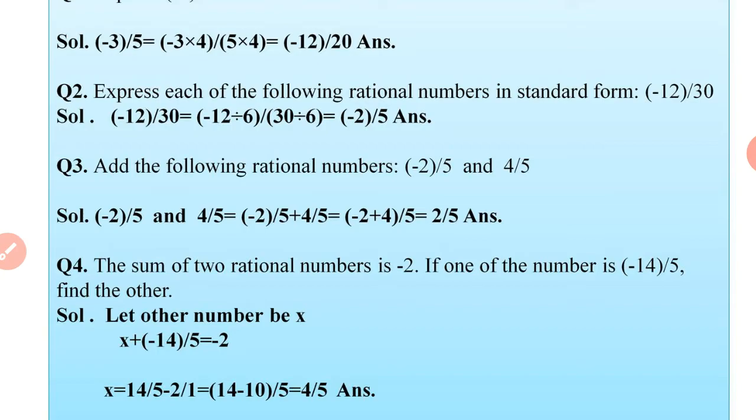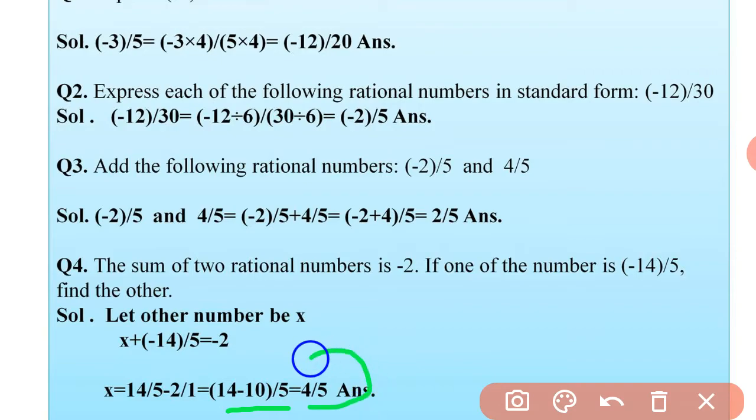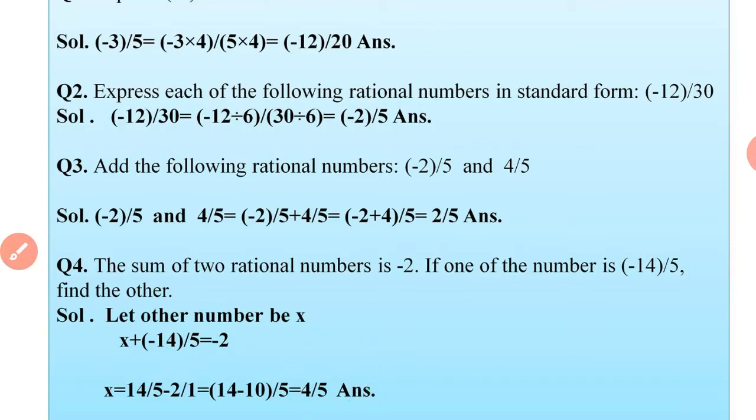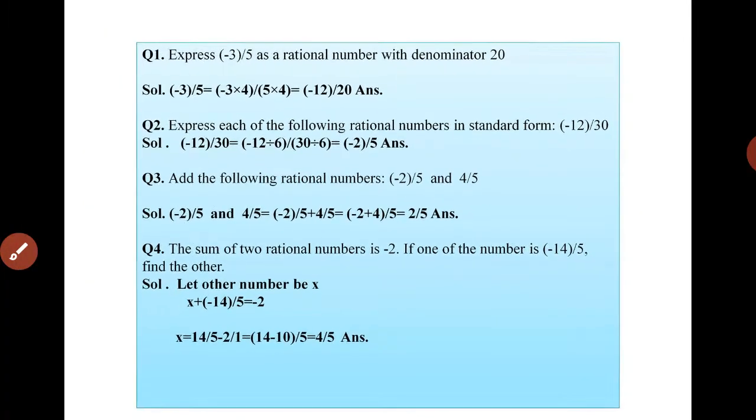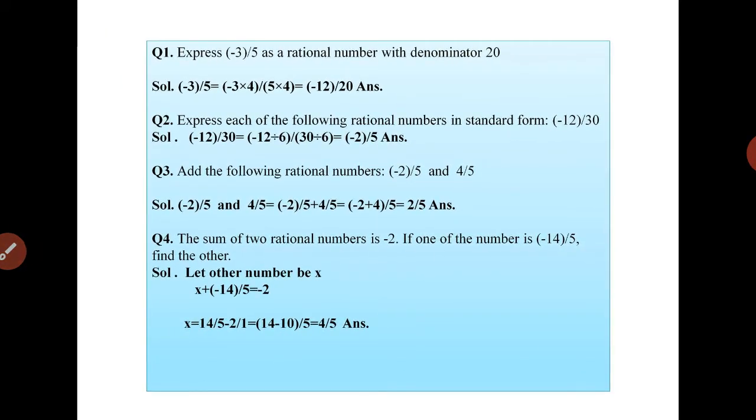the right side. So it will become 14 upon 5 minus 2 upon 1. When we take the LCM of 5 and 1, it will be 5. So it will become 14 minus 10. So the answer will be 4 upon 5. So 4 upon 5 will be the answer. In this way we can solve these kinds of questions which are related to rational numbers.